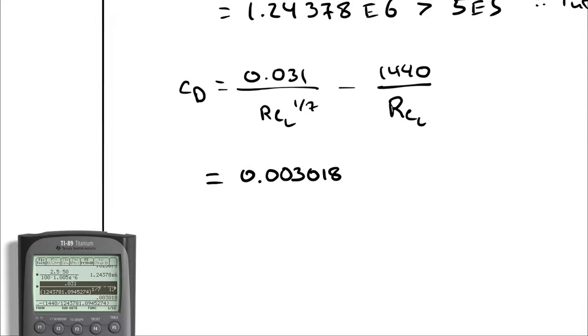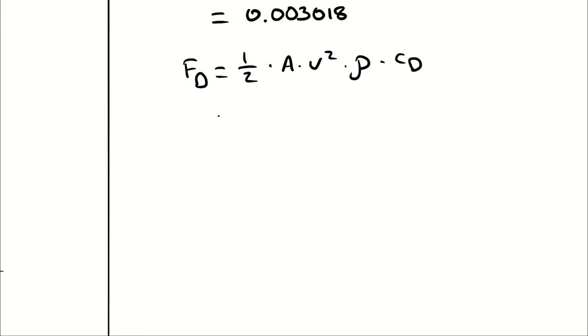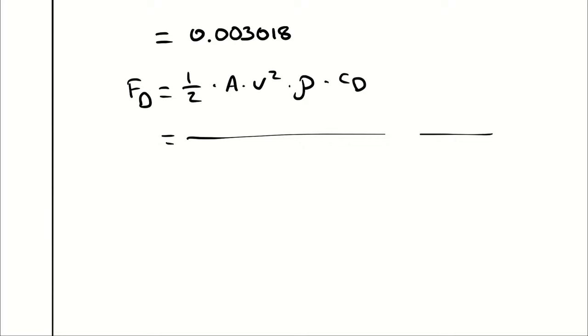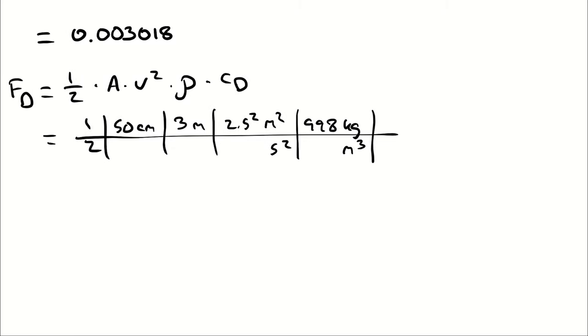And from that coefficient of drag, we can calculate a drag force. Again, we can pick an arbitrary order of these variables, area maybe, perhaps, velocity squared, density, coefficient of drag. We have 1/2 times 50 centimeters times 3 meters times 2.5 squared meters squared per second squared times 998 kilograms per cubic meter times 0.003018.